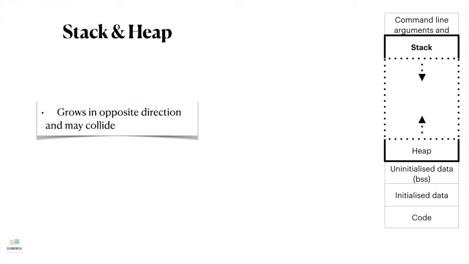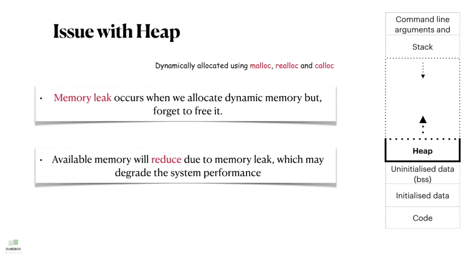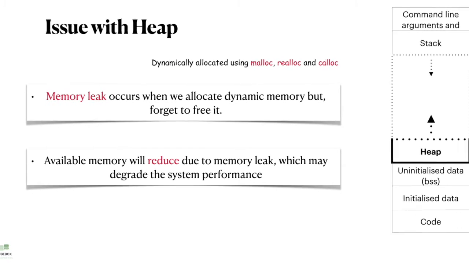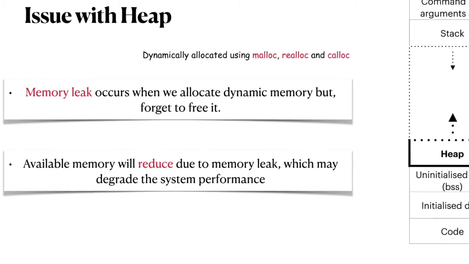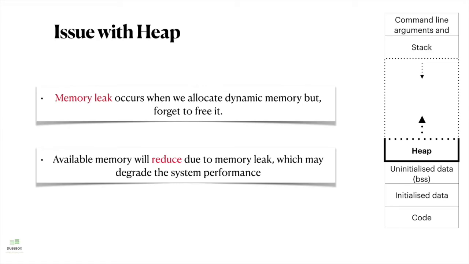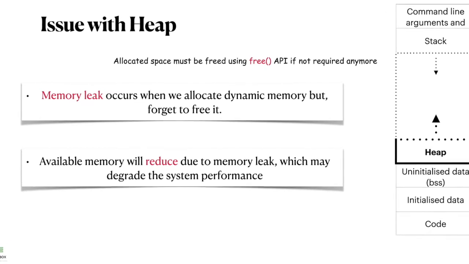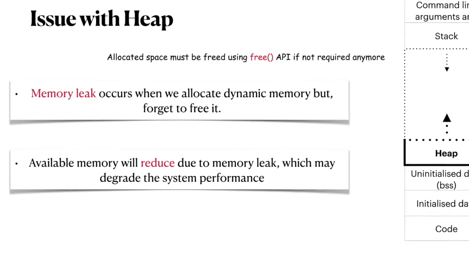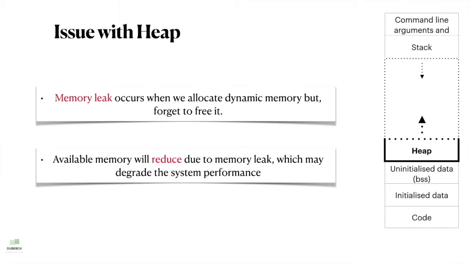Now we'll understand in detail about stack and heap issues. First, heap issues. As we understood, the heap is allocated at runtime with dynamic memory allocation using malloc, realloc and calloc. It is the programmer's responsibility to free the allocated memory using the free API. If the programmer doesn't free the memory after use, it will be a situation of memory leak, meaning memory will still be allocated but is never going to be used. It will reduce the available memory, which may degrade system performance.